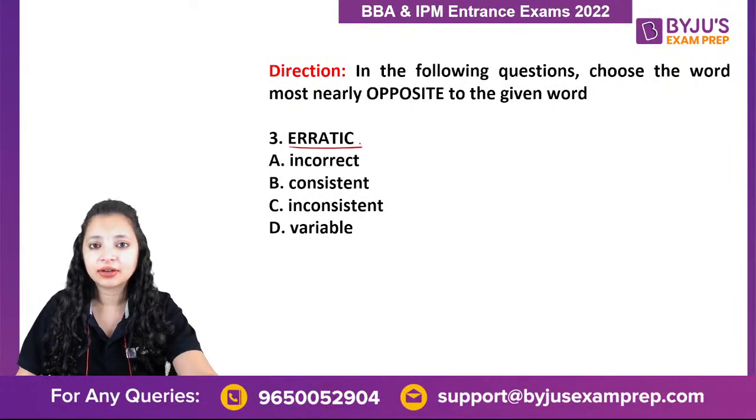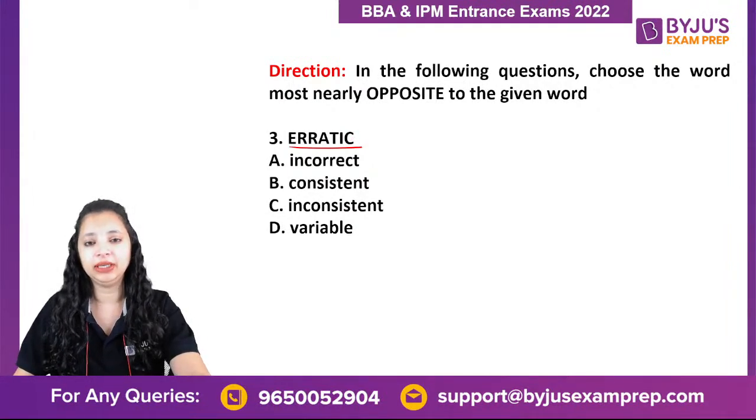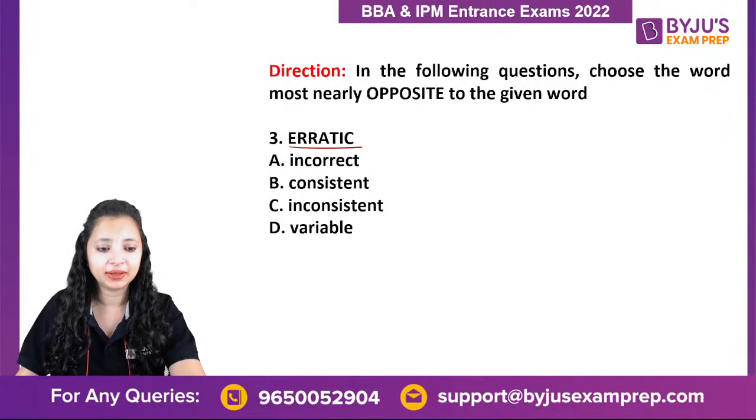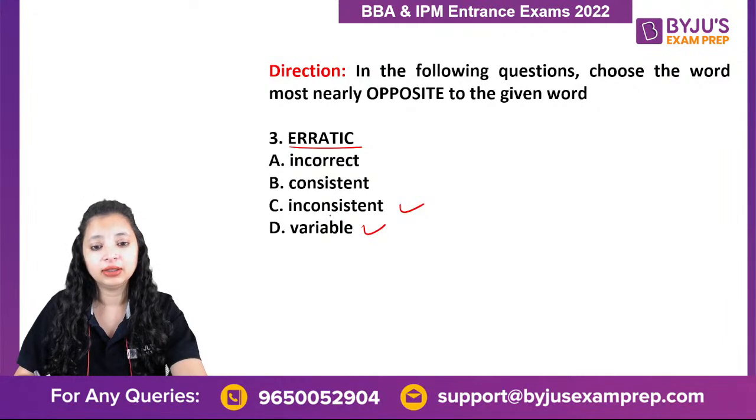Yes, that's A. Let's look at question number 3. Erratic is related to error, but its exact meaning is not error. What does erratic mean? Erratic power supply. We use it very frequently. What does that mean? It means the power supply is intermittent, it is inconsistent. Inconsistent and variable are synonyms of erratic.